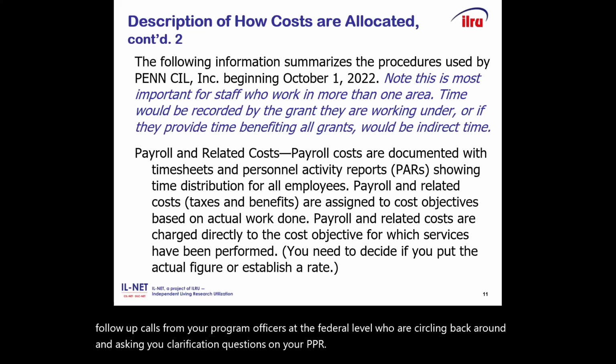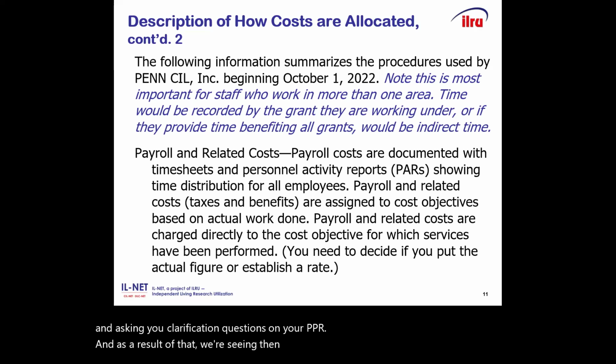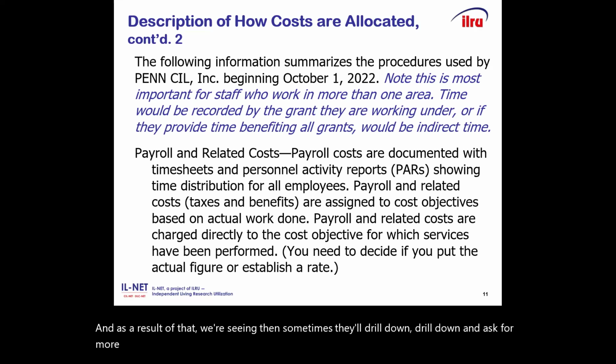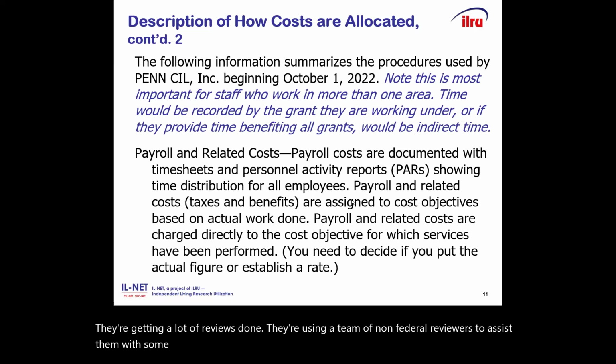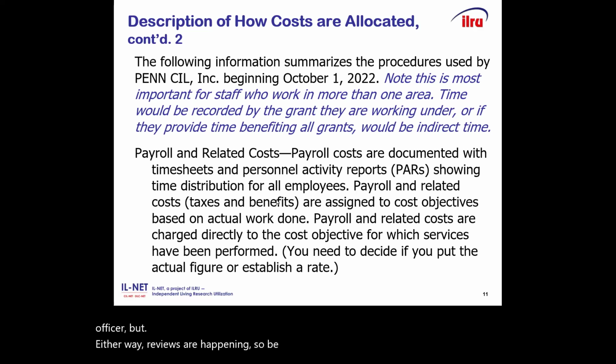And as a result of that, we're seeing then sometimes they'll drill down and ask for more information. So we are getting requests for these indirect cost rate proposals and evidence of how they're applied. So know that and be prepared for that, because they're getting a lot of reviews done. They're using a team of non-federal reviewers to assist them with some of this. So you might hear from a non-federal reviewer or from your program officer, but either way, reviews are happening. So be aware. You have to show them how you charge the salary and why.